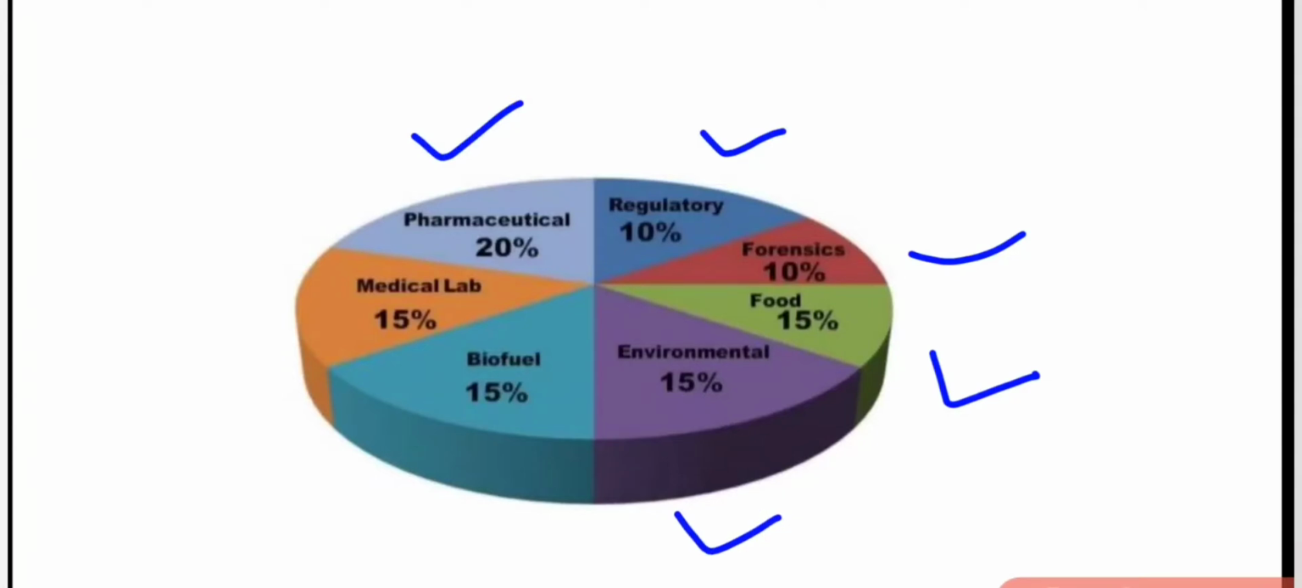15% of environmental issues are dealt with the help of biotechnology. Then biofuel production done by using biotechnology is again 15%. And medical lab, where we use PCR, ELISA and certain other biotechnological techniques, we use gene therapy, and its contribution is again 15%.